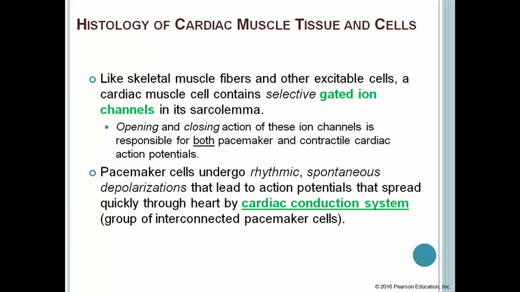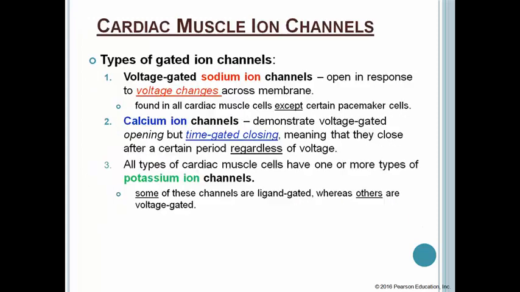We know that the pacemaker cells undergo a rhythmic spontaneous depolarization, so these action potentials in the pacemaker cells will spread very quickly through the heart, and they use something known as the cardiac conduction system. So the cardiac conduction system is actually a group of interconnected pacemaker cells that allow rhythmic spontaneous depolarizations within the membrane that will lead to very quick, very spontaneous action potentials.